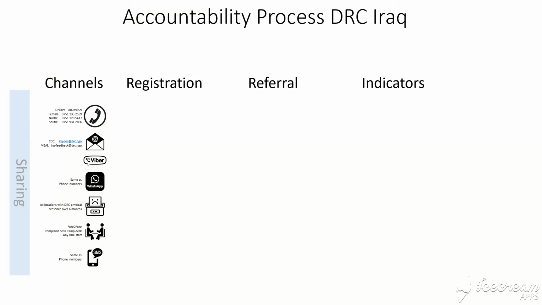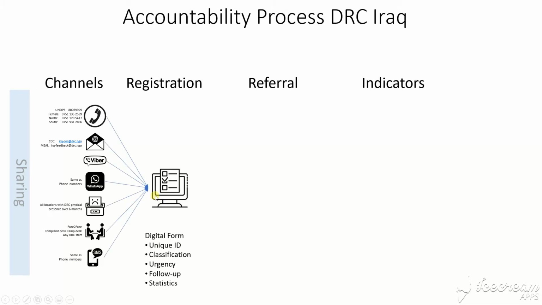So the process itself lies in the 8 channels that we have available: the phone lines, emails, Viber, WhatsApp, complaint boxes, the face-to-faces, and the SMSs. All of them, no matter where they come from, have to be registered in the unique digital form. This produces a unique ID, which helps with the classification and defining the level of urgency, as well as having a clear follow-up of each of the cases, as well as providing proper statistics.